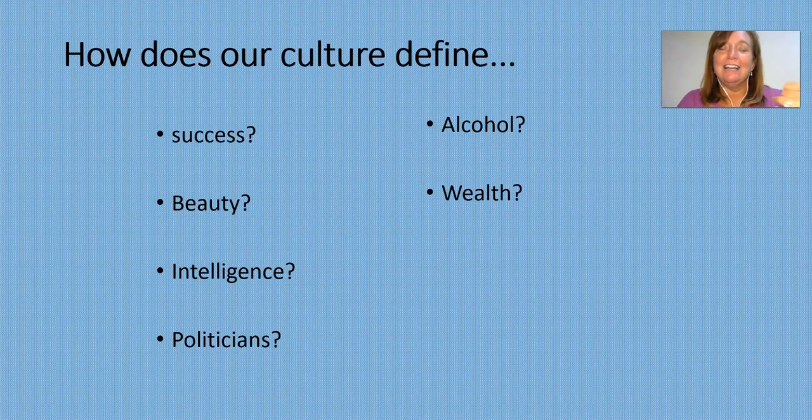So think about it. How does our culture define success? What does it mean to be successful in our world? What does it mean to be beautiful? What does it mean to be smart? Is wisdom valued in our media culture, or is glibness, smart alecky, valued more? How does our culture define politicians? Do they have to look a certain way? Do they need to be telegenic in order to come across well?